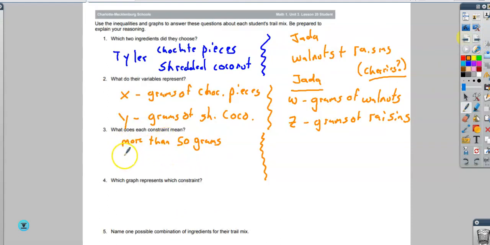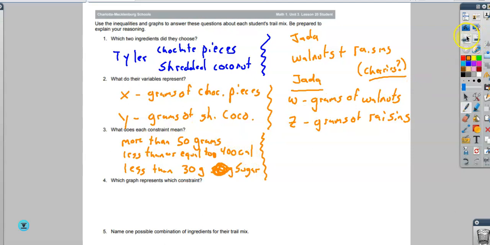So he wants it to be less than or equal to 400 calories, right? And he wants it to have less than 30 grams of sugar. I can't spell sugar. Sugar.